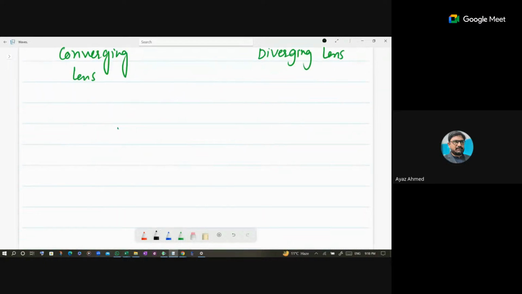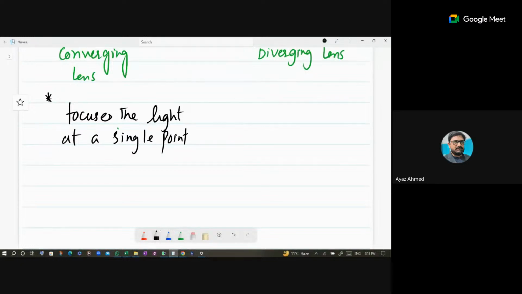Converging lens focuses the light at a single point. And what about the diverging lens? It spreads the light out.